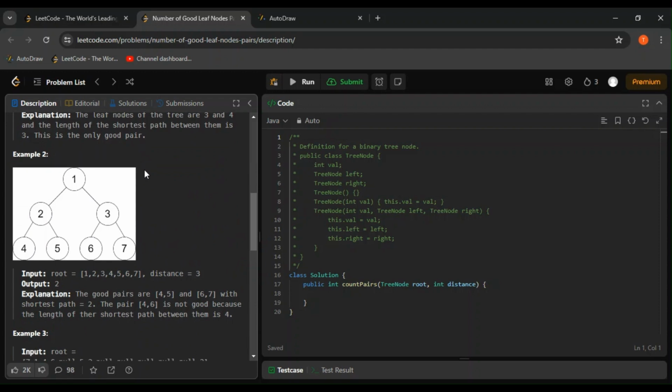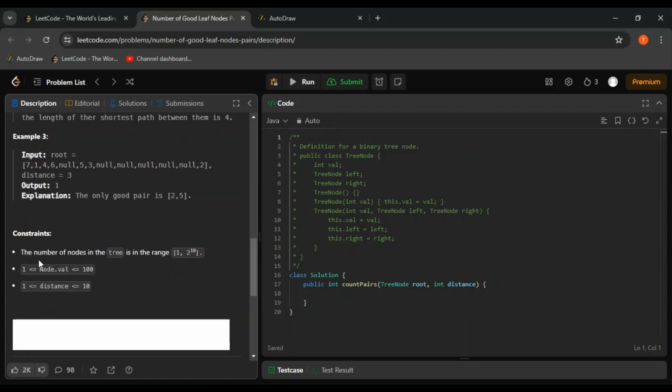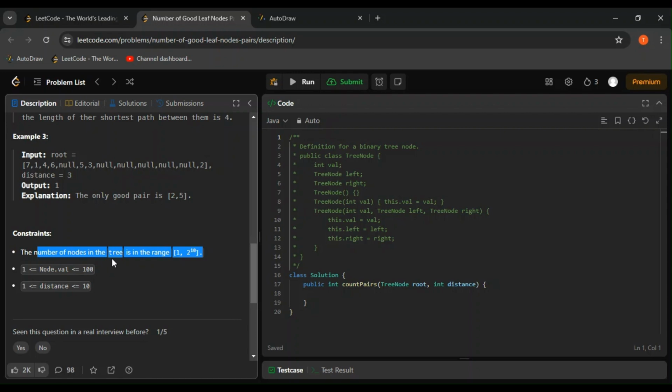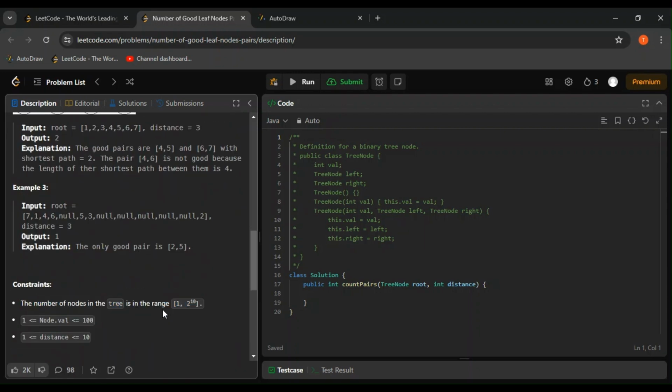Okay, first question: are these nodes unique? Node values unique, number of pairs in the range. Cool.